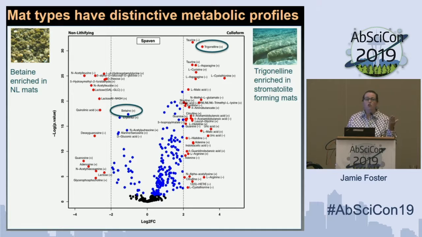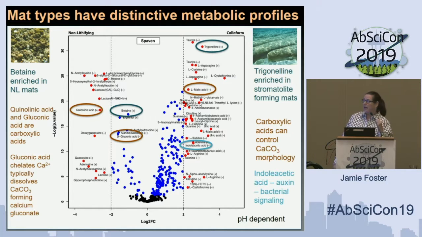There are lots of different metabolites I could talk about, but one example is that the stromatolite-forming mats and the non-lithifying mats seem to have very different strategies for how they deal with osmoprotectants. For example, one of the most dominant molecules in the stromatolite-forming mats is trigonelline, which is an osmoprotectant, but it's also an important bacterial regulator. The non-lithifying mats do not seem to have this molecule. They seem to be more enriched in other types of osmoprotectants, in this case, betaine.